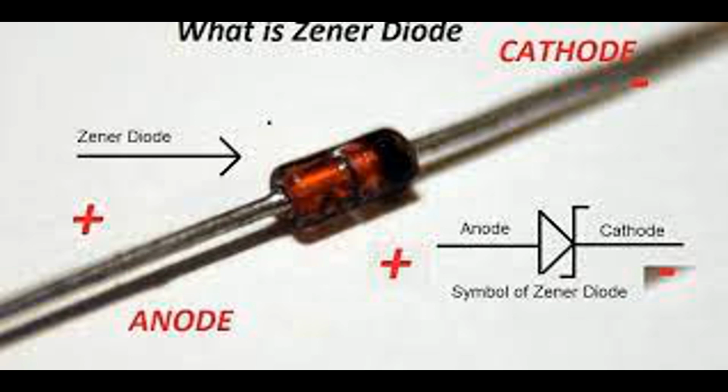Overvoltage protection. Clamping diodes. Zener diodes or transient voltage suppressor, TVS, diodes are used to protect against voltage spikes or transient overvoltage events.